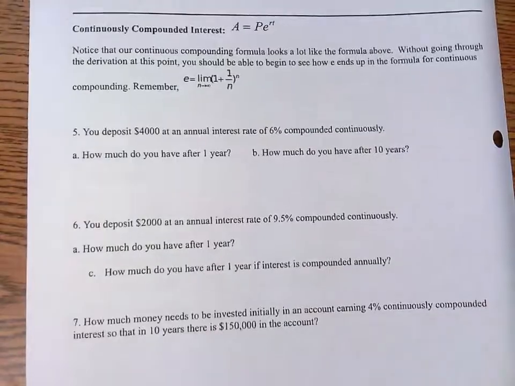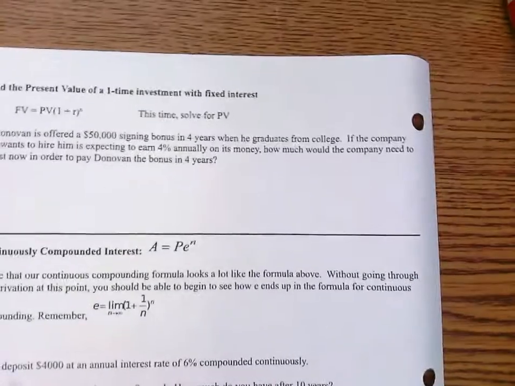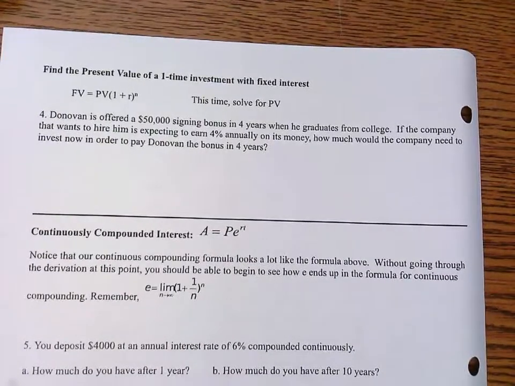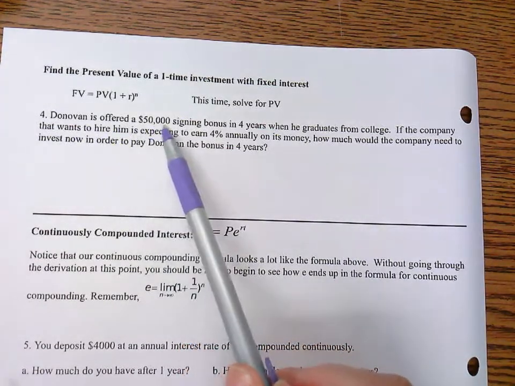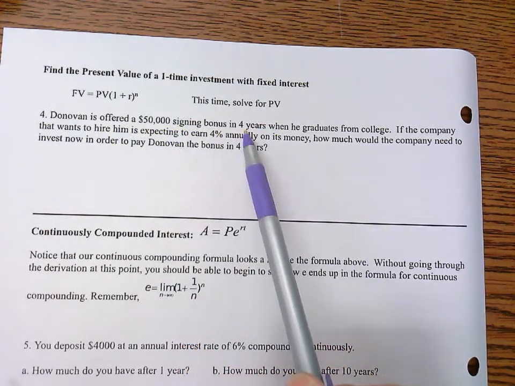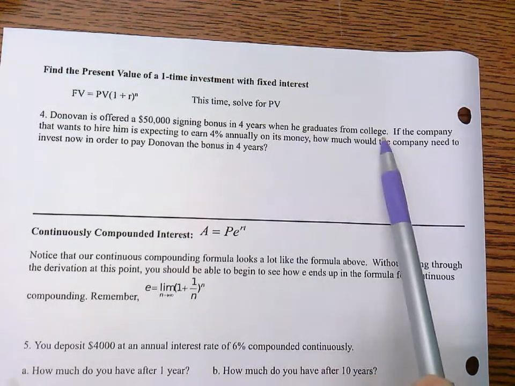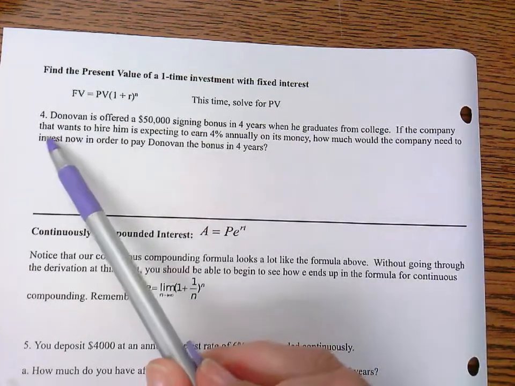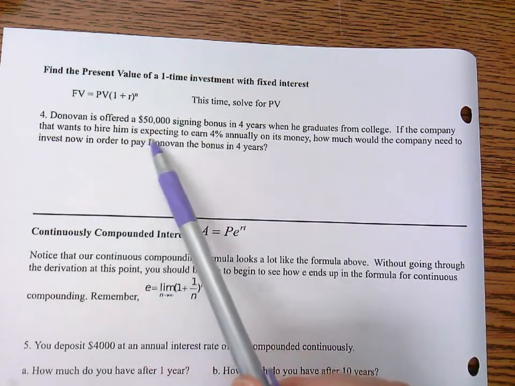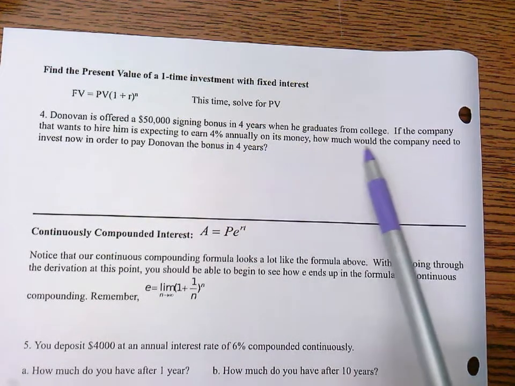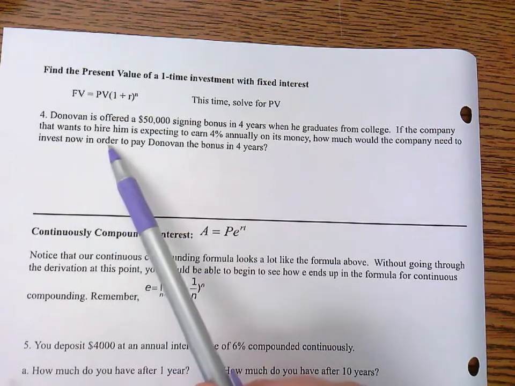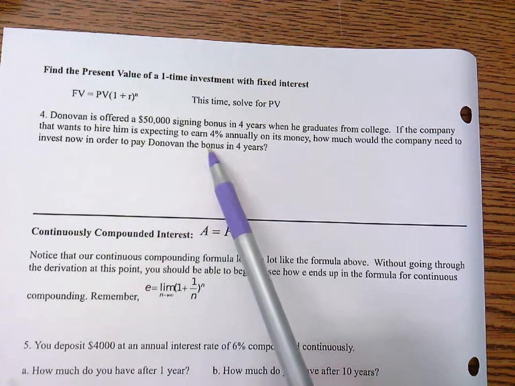All right, so now what happens if I know how much I want to have in the account, but I'm not sure how much to start with? So Donovan is offered a $50,000 signing bonus in 4 years when he graduates from college. If the company that wants to hire him is expecting to earn 4% annually on its money, how much would the company need to invest now in order to pay Donovan the bonus in 4 years?